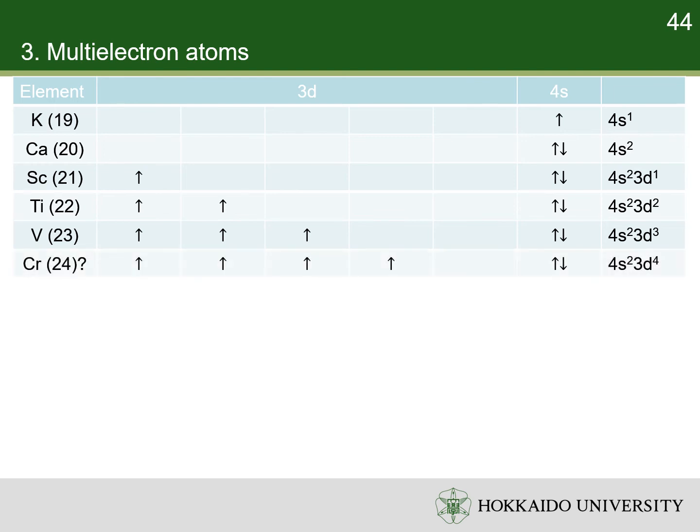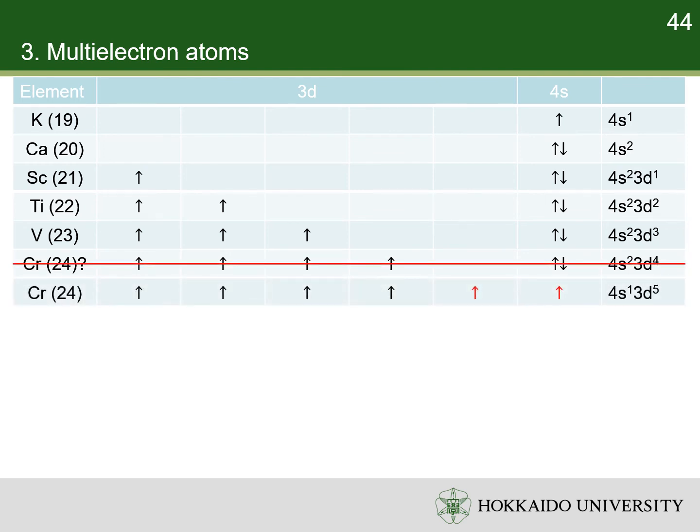However, something strange happens on atom number 24, chromium. According to the rules, its electron configuration was supposed to be 4s2, 3d4. But one of the 4s electrons becomes 3d. Thus, the actual electron configuration is 4s1, 3d5. It is because the energy difference between the 4s and 3d subshells is so small that Hund's first rule has a bigger contribution to energy in this case.